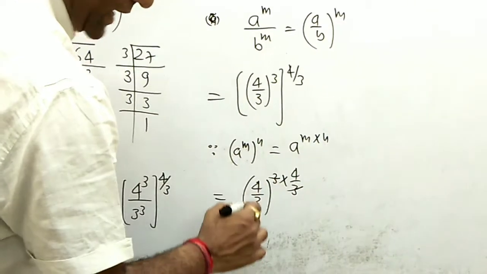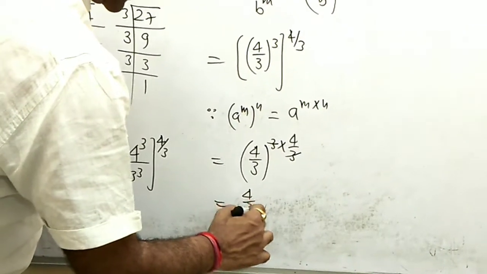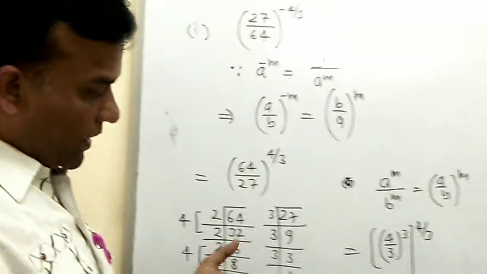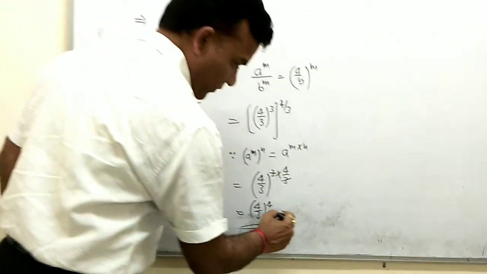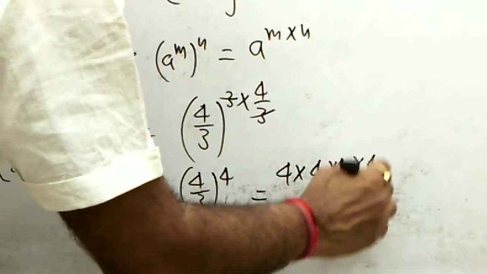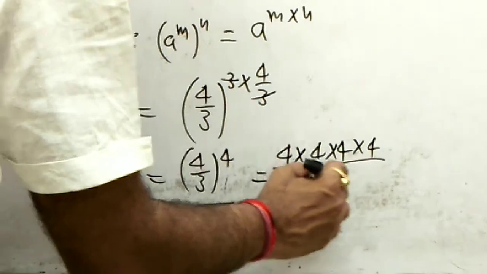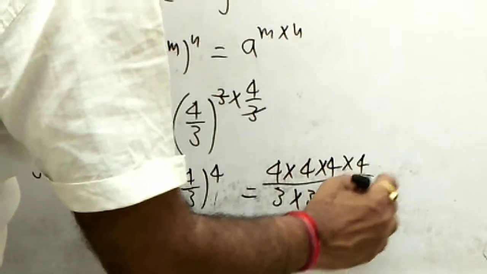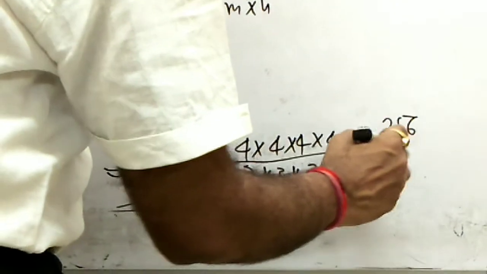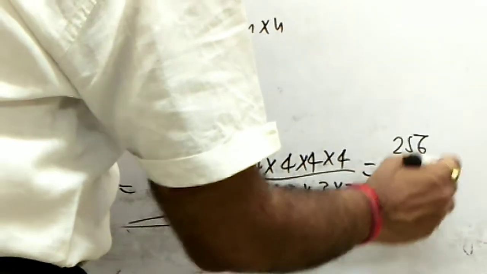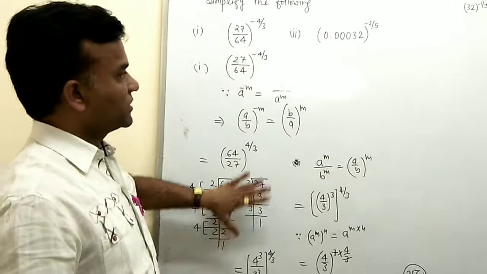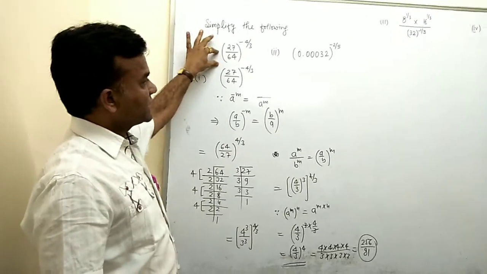Okay, so 3 is cancelled out, and now 4 by 3 whole to the power 4 is the simplified form, because now its power is simplified. Again, the power you write down in the form of simplification. Maybe also you explain it like 4 into 4 into 4 into 4, and here you write down 3 into 3 into 3 into 3. So 4 4 is 16, 16 16 is 256, and here 3 3 is 9, and 9 9 is 81. So the complete simplified form is 256 upon 81. Okay, so this is the complete simplification of this number 27 by 64.